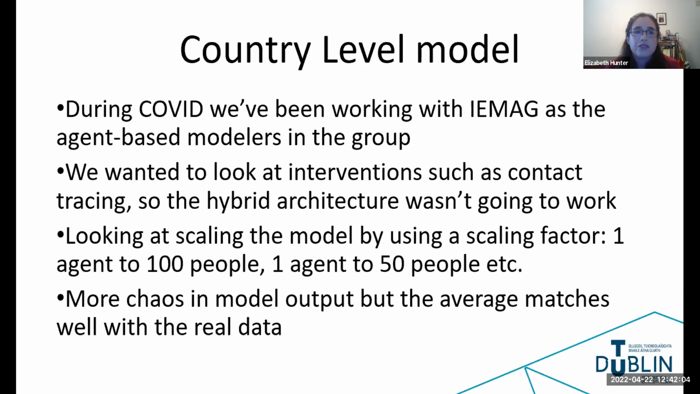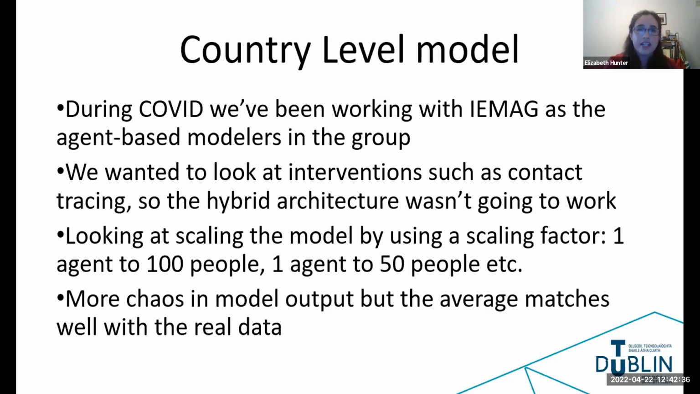So what we wanted to do with the agent-based model was look at different interventions like contact tracing or changes in behaviors, different behaviors for vaccinated and unvaccinated, and opening and closing schools. And what we found is that the hybrid architecture wasn't going to work for some of these interventions. For contact tracing, we want to look at those contact chains. And if we're using the equation-based component because we have a lot of people infected, we don't know what those chains are because we're randomly assigning agents to the different categories.